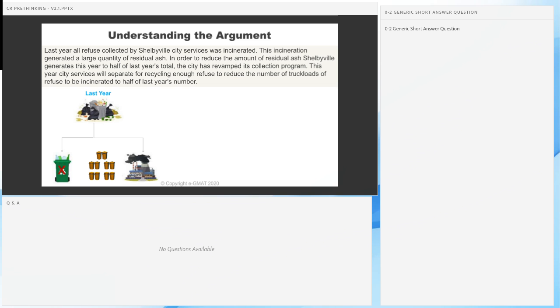Okay, this one's a very interesting argument. It's a beautiful argument. So what happened last year? Refuse, garbage. You could really just say incineration means burning. So we're collecting garbage. So last year, we collected a bunch of garbage and we sent it to incineration.